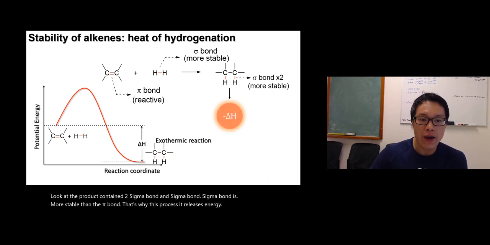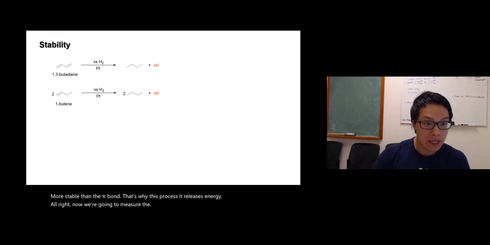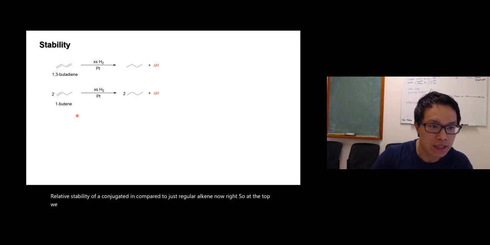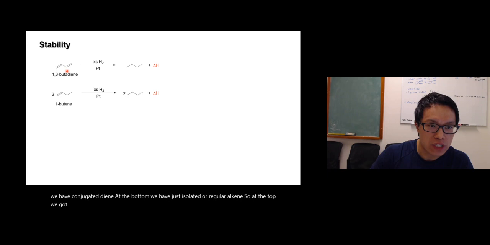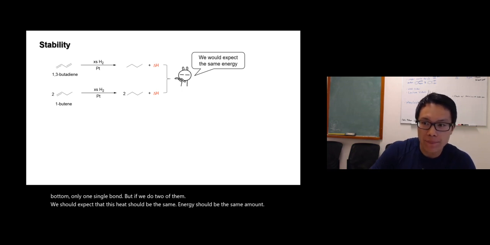Now we're gonna measure the relative stability of a conjugated diene compared to just a regular alkene. At the top we have the conjugated diene. At the bottom we have just an isolated or regular alkene. At the top we got two double bonds. We do hydrogenation and produce some amount of heat. At the bottom there's only one double bond, but if we do two of them, we should expect that this heat should be the same amount.